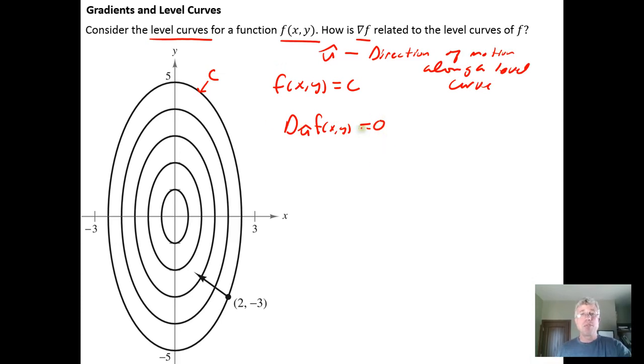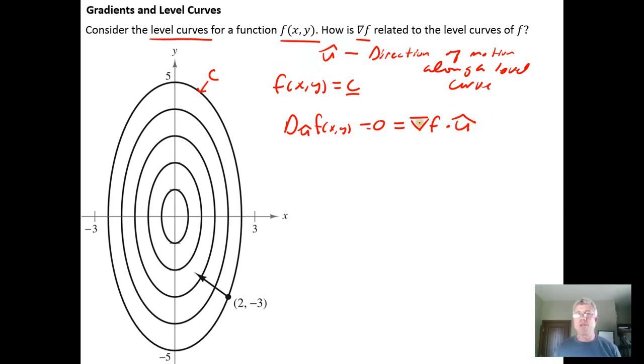Why does it have to be 0? Because as I move on the level curve, the function's equal to a constant, which means it's not changing, and the derivative of a constant is 0. But we saw already that we can calculate the directional derivative by taking the dot product of the gradient with our direction vector u hat.